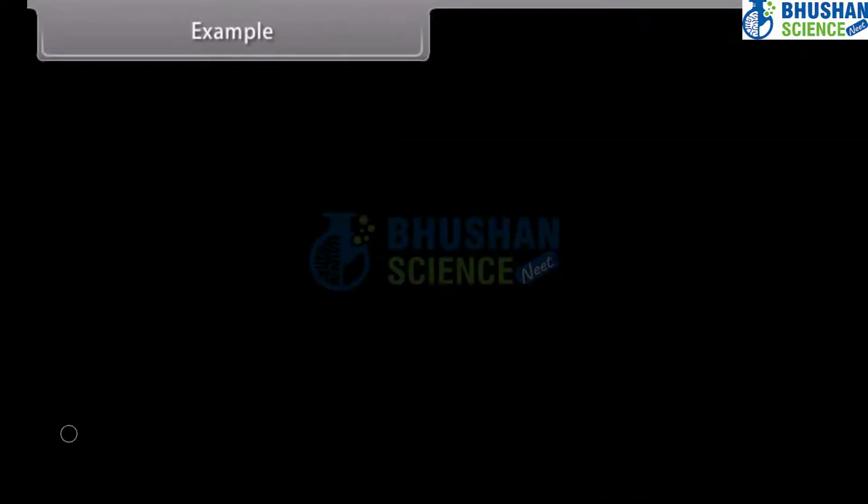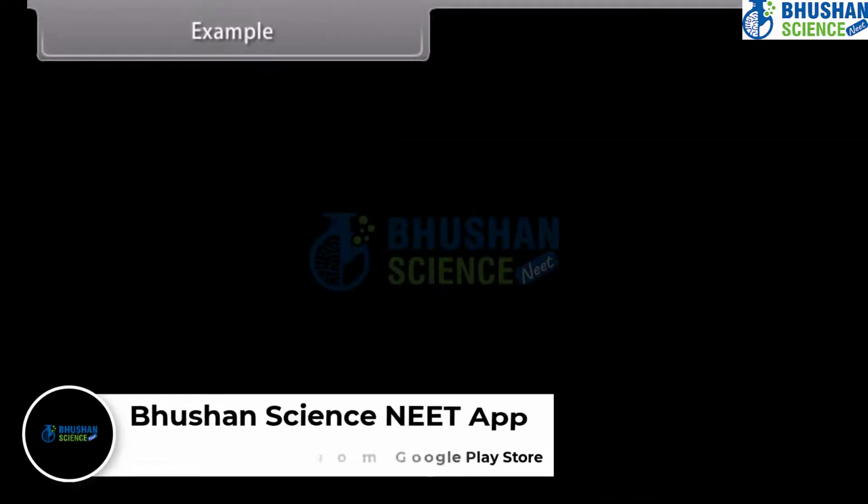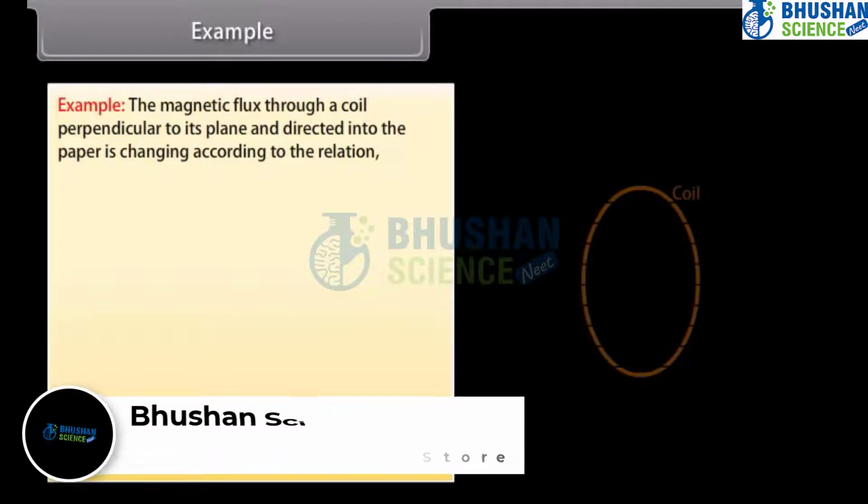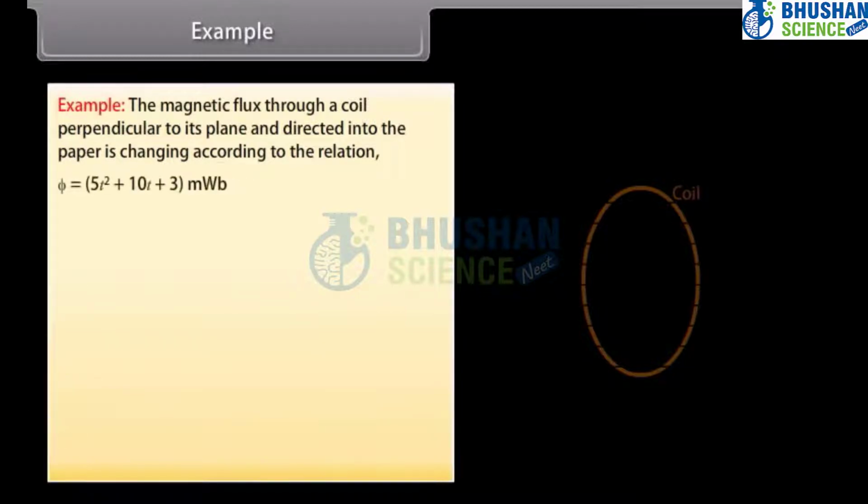Example. Let's take an example on Faraday's laws of induction. The magnetic flux through a coil, perpendicular to its plane and directed into the paper, is changing according to the relation Φ = 5t² + 10t + 3 mWb. Calculate the EMF induced in the loop at t = 5 seconds.